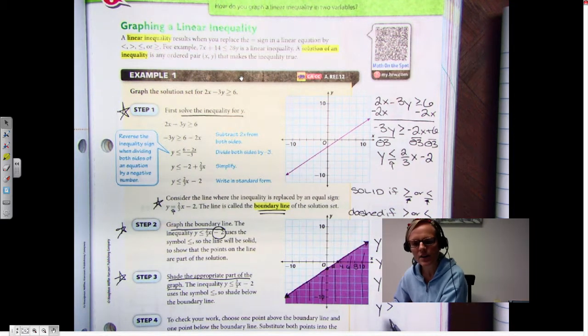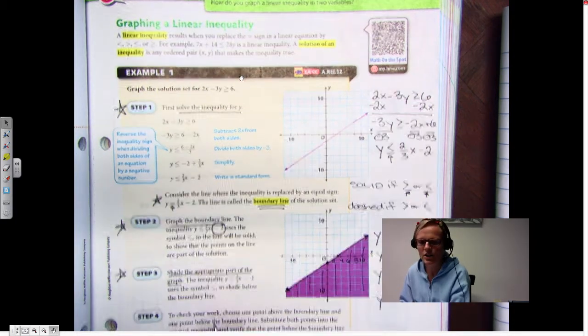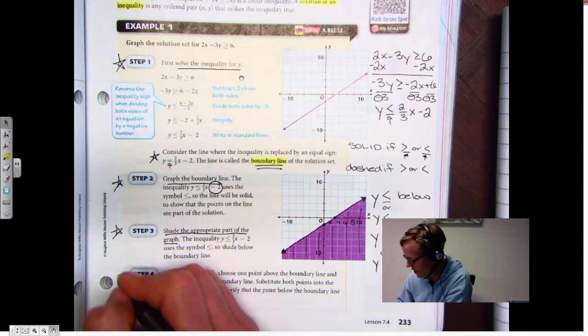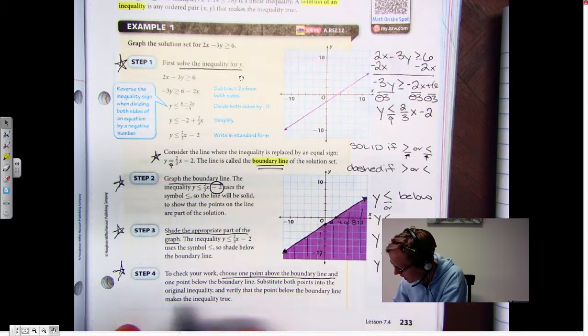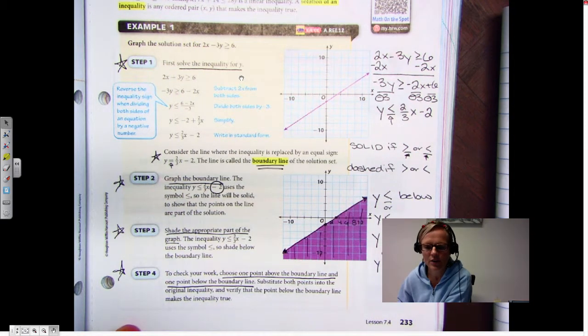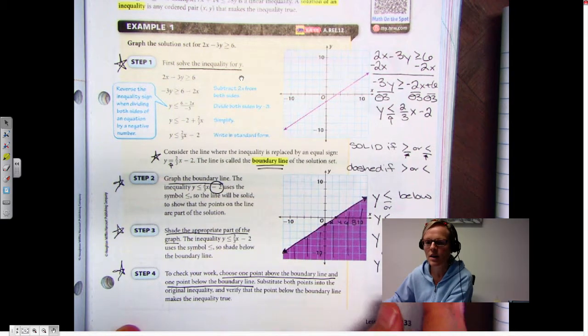So you can go ahead and use step 3 right here and just shade the appropriate part, and use step 4 as a check. So step 4 is to check your work. Choose 1 point above the line and 1 point below the line. We're going to substitute those values in and check for the truth, the validity of the statement. Let me turn the page and I will show you what I'm talking about.